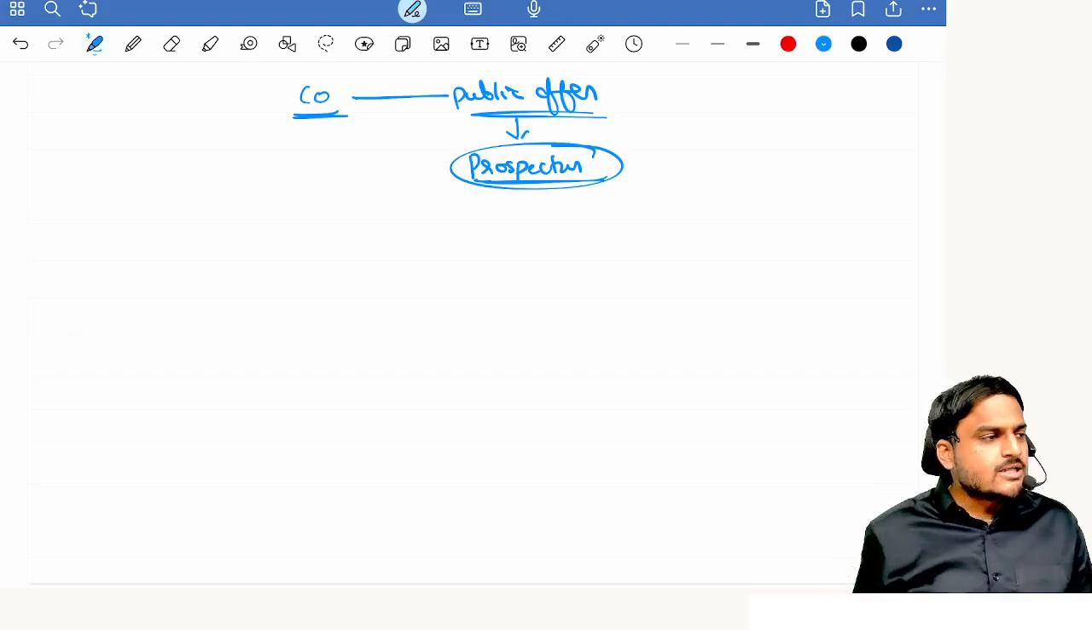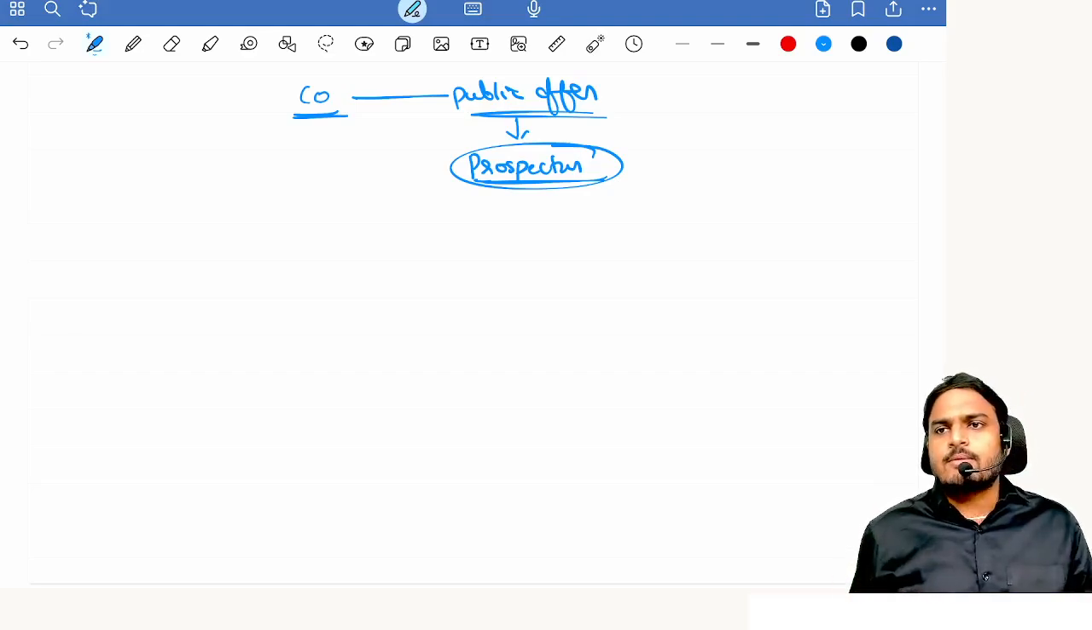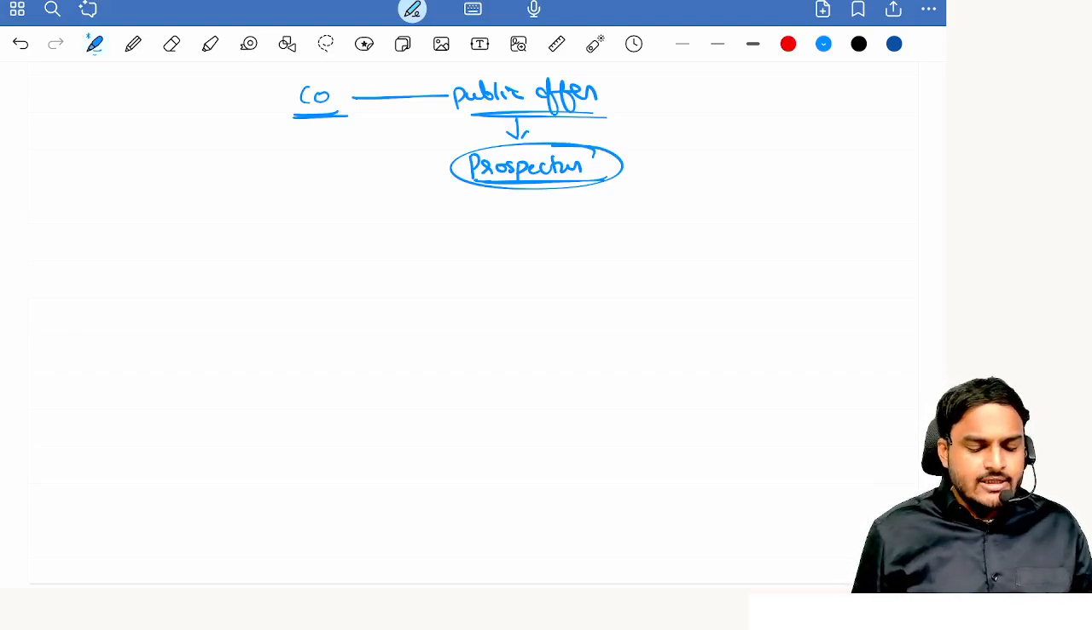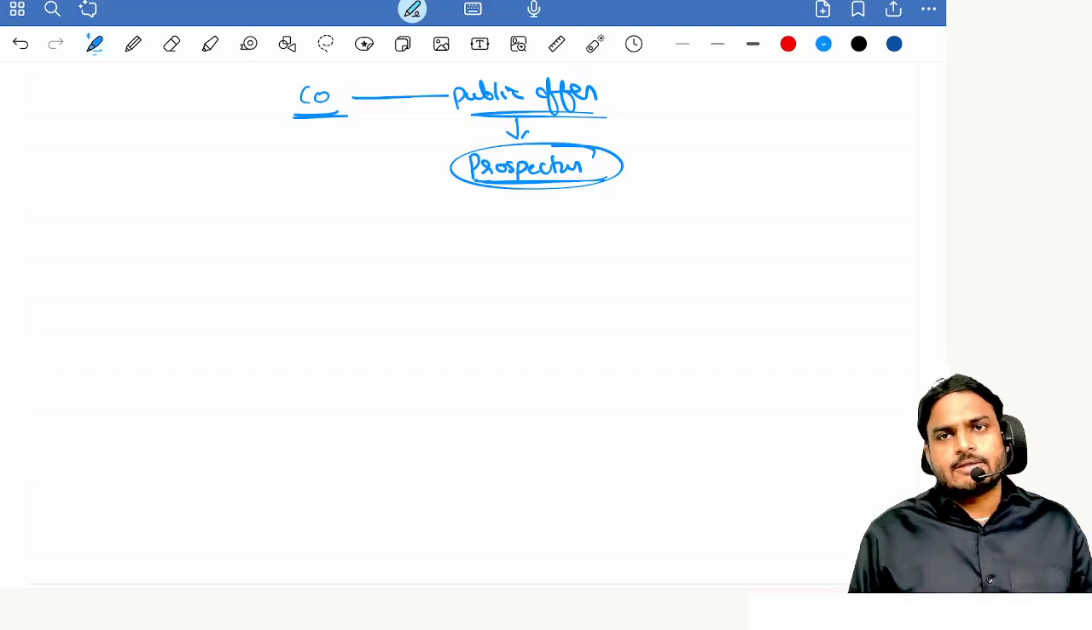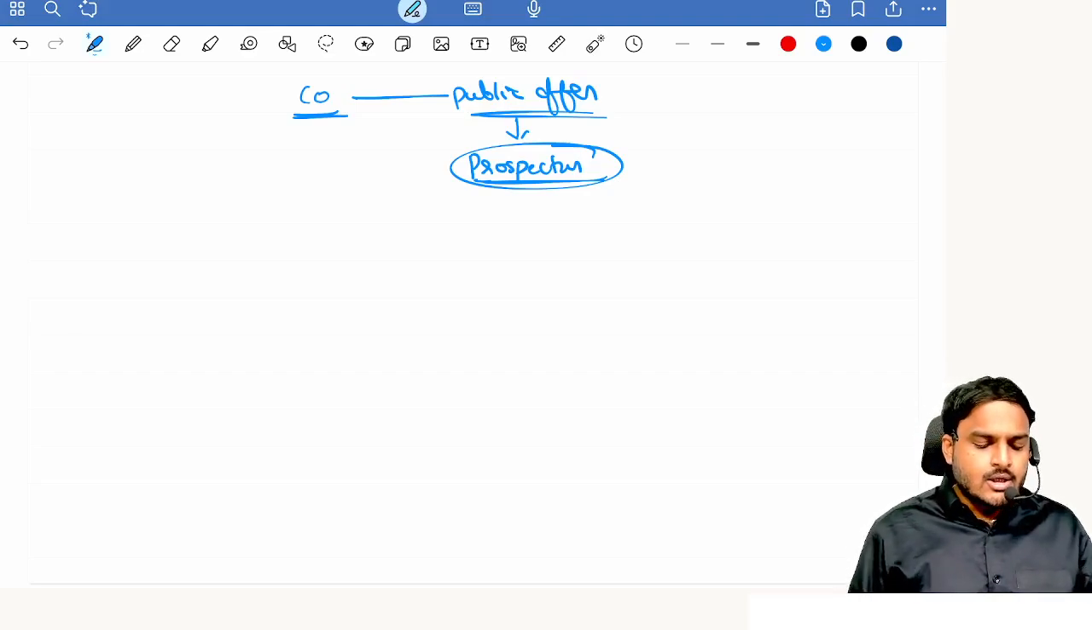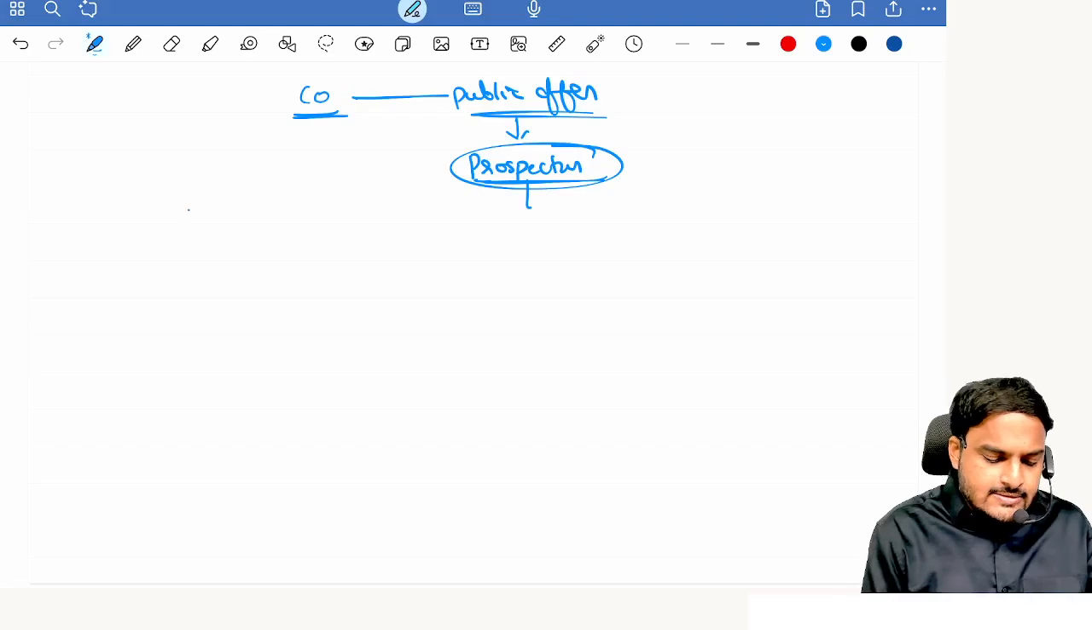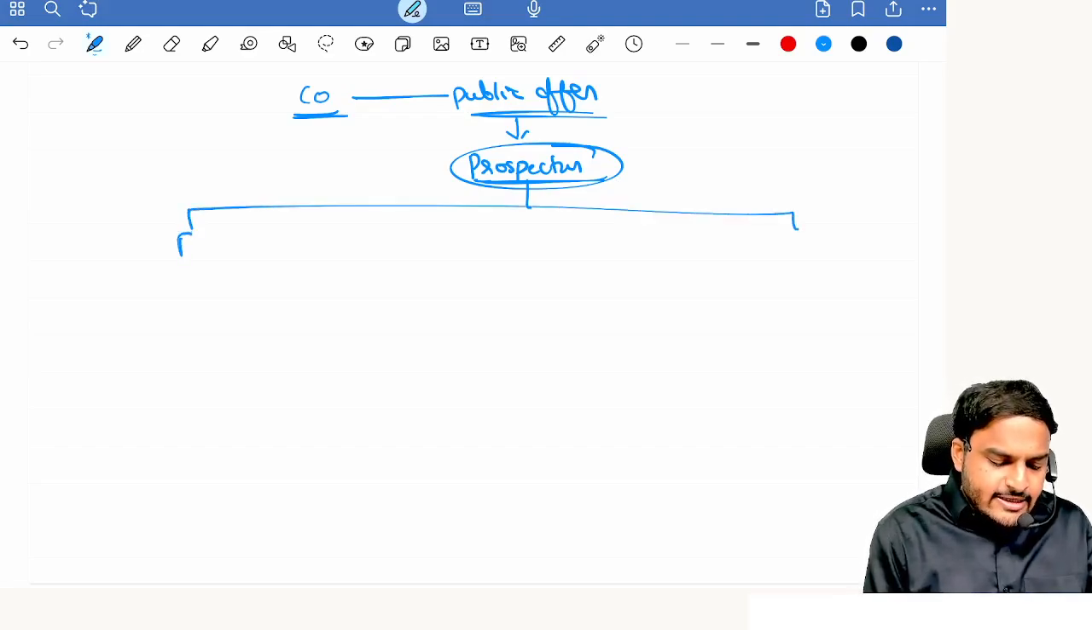Now, here the company is going to collect crores of rupees from the public. Yes or no? So, definitely, the company should prepare a document which completely discloses information about the company. Okay, fine. Now, coming to the prospectus, we should satisfy certain requirements.